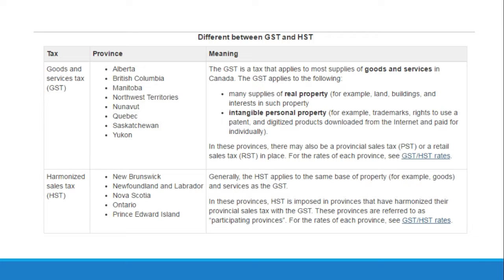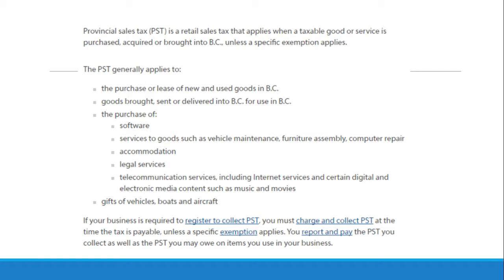All right, so what is this PST or provincial sales tax? Provincial sales tax is a retail sales tax that applies when a taxable good or service is purchased, acquired, or brought into British Columbia, unless a specific exception applies. The PST generally applies to the purchase or lease of new and used goods in British Columbia, goods brought, sent, or delivered into British Columbia for use there, and the purchase of software, services, accommodation, legal services, telecommunication services, and gifts of vehicles, boats, and aircraft.